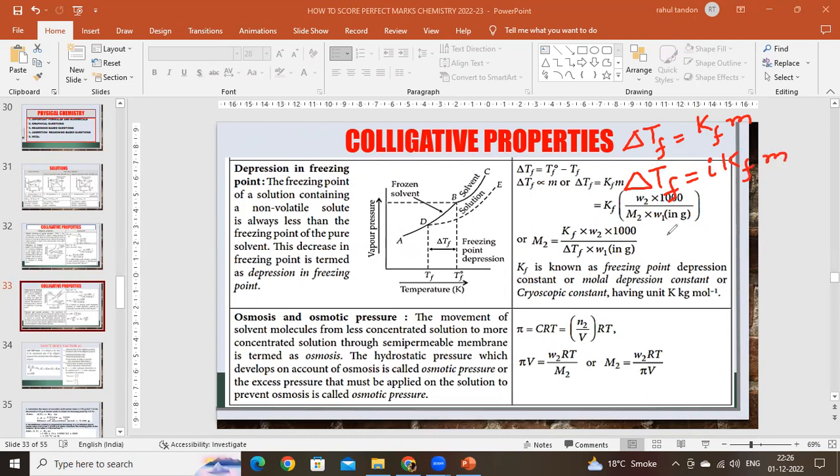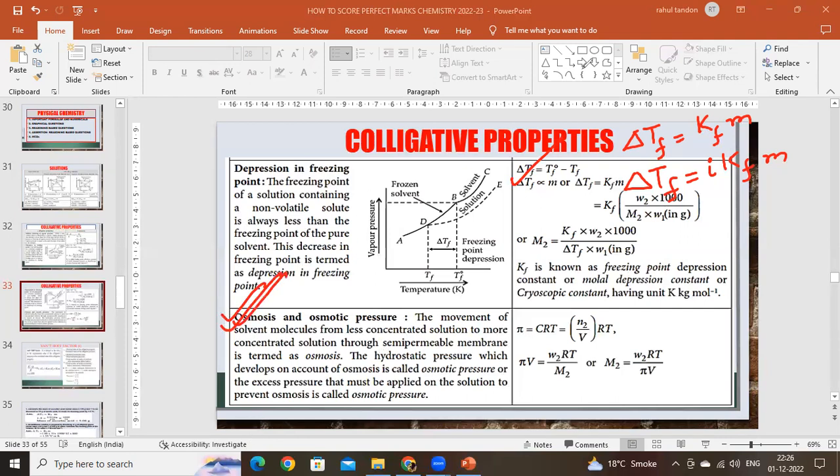For example, in the questions you might have seen, it is asked that KCl shows almost twice the elevation in boiling point or twice the depression in freezing point in comparison to that of glucose or urea or sucrose, because the Van 't Hoff factor for KCl is 2. So both reasoning and numericals can be asked from this, and the most important here is osmotic pressure.